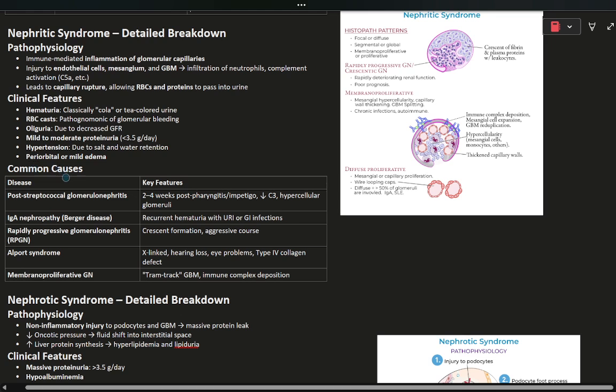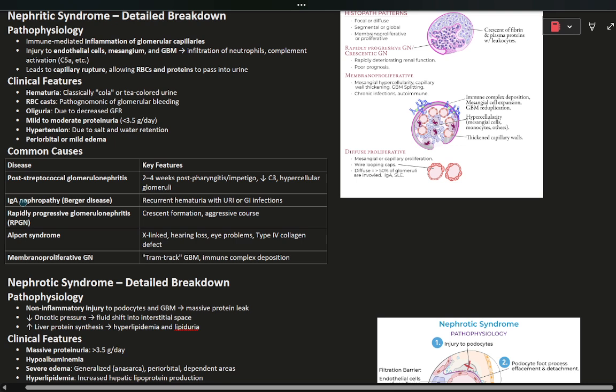causes of nephritic syndrome. The most classic common cause is post-streptococcal glomerulonephritis. The resulting glomerulonephritis occurs 2 to 4 weeks after some pharyngitis infection or an impetigo. This leads to a decrease in C3 complement protein and then hypercellular glomeruli.